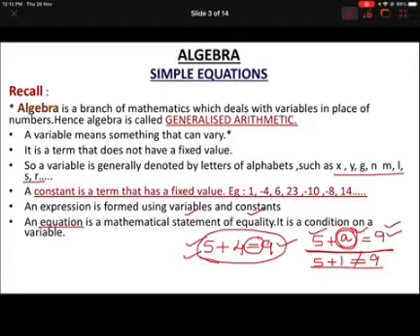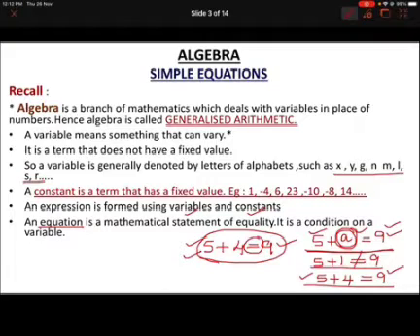Let us give A as 4. So 5 plus, instead of A, what am I doing? I am substituting the number 4. Now 5 plus 4, I can say is 9. So LHS is same as RHS. So I can claim that this statement is true.